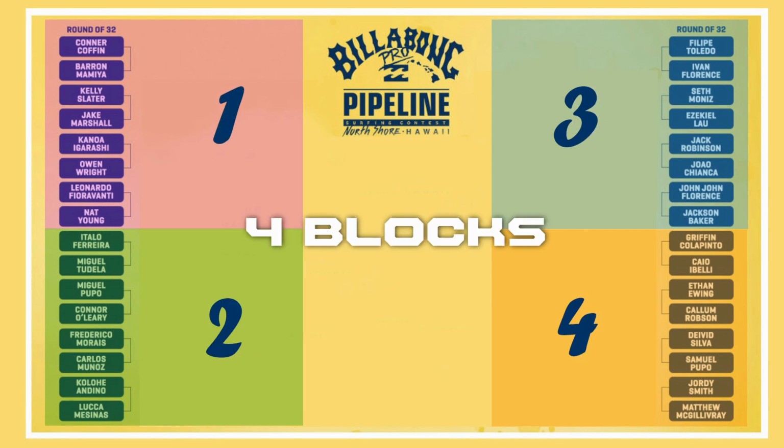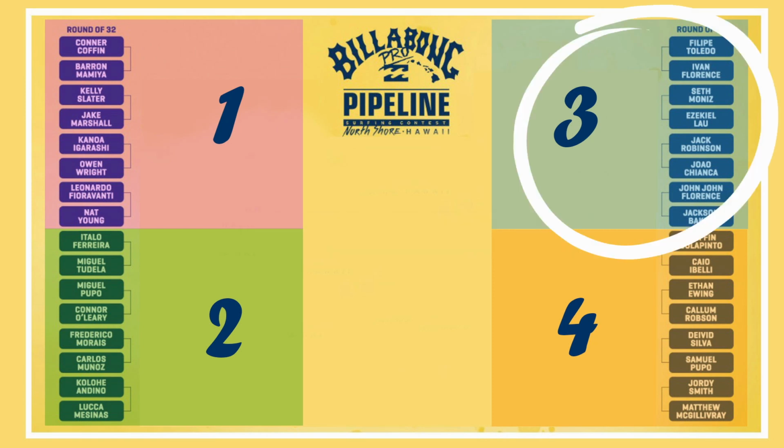So the first thing I do is break down the bracket into 4 quadrants. I'll call them blocks. Each block is like its own event. You'll want to predict who will win in each of the 4 blocks by looking at the matchups.